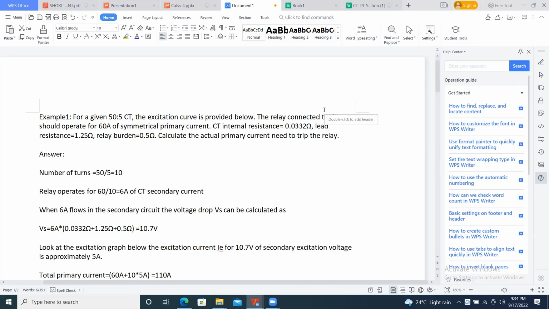Any doubts, team, on CT sizing? I am sharing this article as well as the DC component one. If you have any doubts in that, please come back to me. We will discuss the DC component. Any doubts here on the CT sizing? Is everything clear?